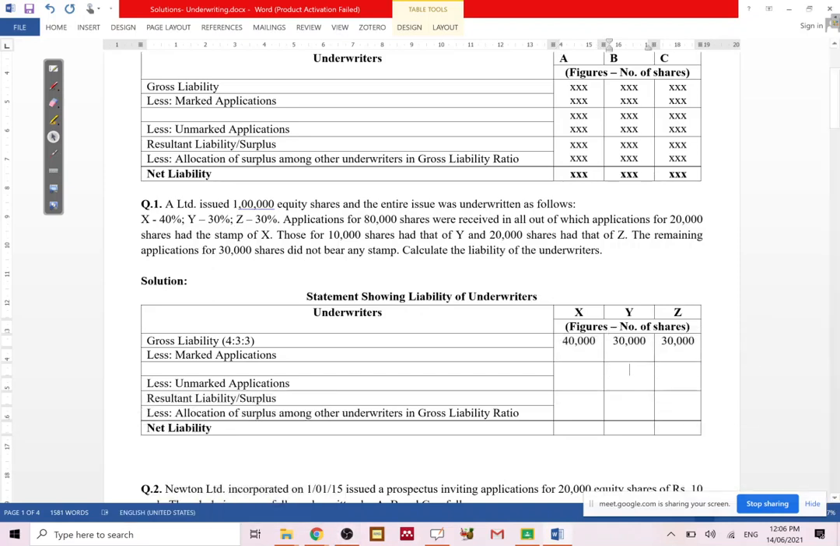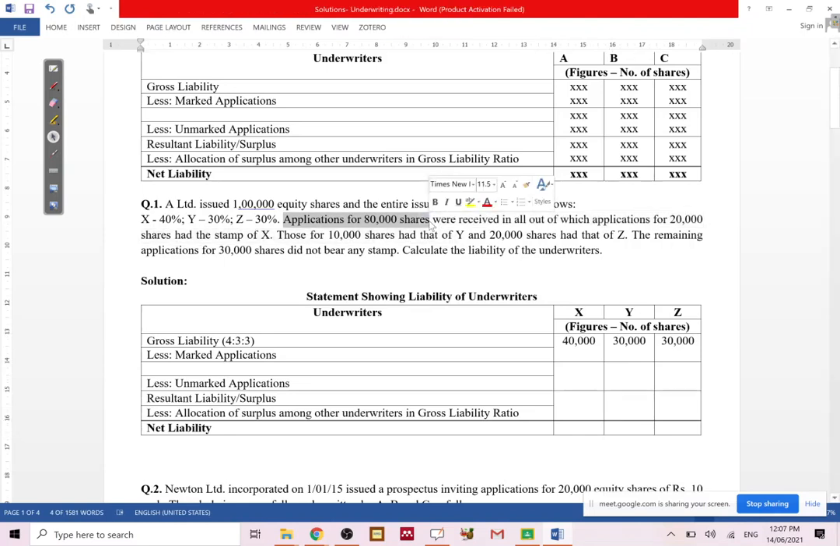Now, out of this gross liability, out of what they had agreed, let's see how much they actually managed to sell. Now, how will we know how much each one has sold? By looking at the mark, the stamp on all the applications. So when we get all those applications in the company, we start sorting them out, and then we see the stamp. Okay, X has these many, Y has these many, Z has these many. Fine. So first you need to know how many applications were received by the company.